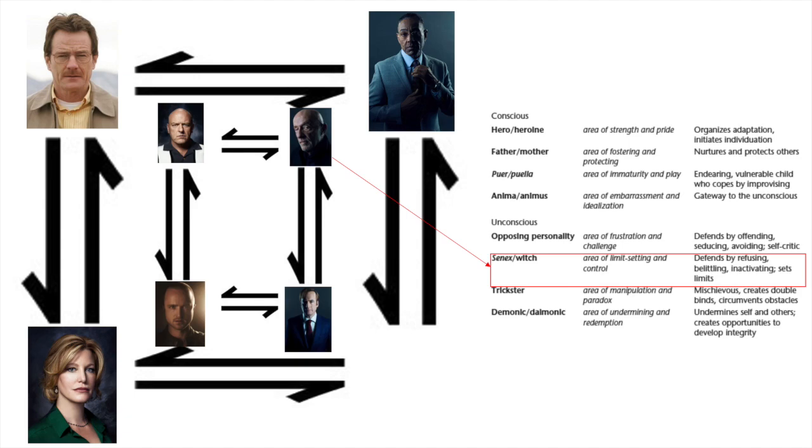There's even a scene where Walt goes to a bar after upsetting one of Gus's plans and tries to get Mike involved in killing Gus. He's saying, you know, just get me in a room with him, I have a gun. And then he basically just gets his ass kicked by the Senex character, the wise old man character.